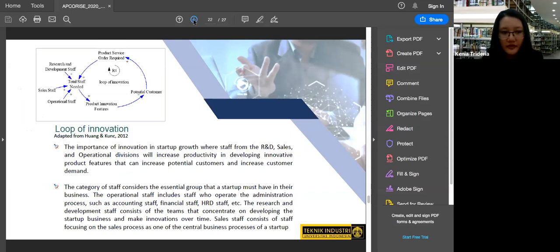Okay, this is the loop of innovation. So I have categorized staff into 3 big groups based on the interviews, which are the research and development group, consisting of people who try to develop the company by creating innovations, business analysts, corporate strategy, and so on. The second group is sales staff, consisting of sales and customer service. And the last group is the operational staff, consisting of departments dealing with business operations, such as accounting and finance, human resources, and so on. So, given the importance of innovation in a startup, the staff of the R&D, sales, and operational divisions will increase productivity in developing innovative product features that can increase potential customers and increase customers' demand. Next.